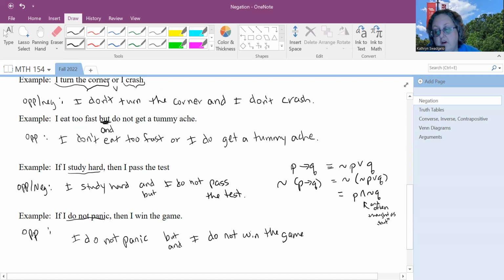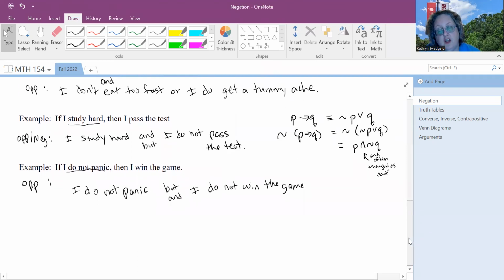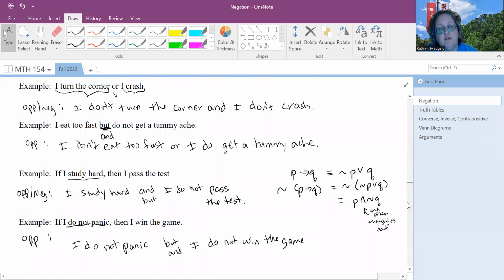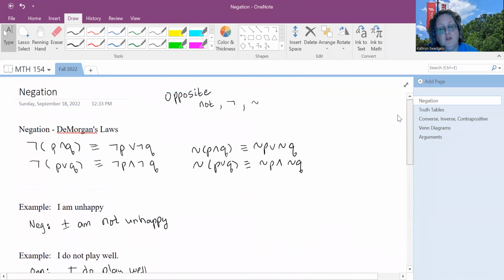So you have the opposite of the if-then turning into the first part and, or but, not the then part. So that's the opposite, the negation of the if-then, and the De Morgan's laws, which are the opposite of the and and the or.